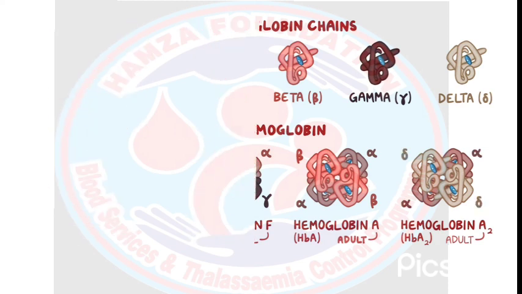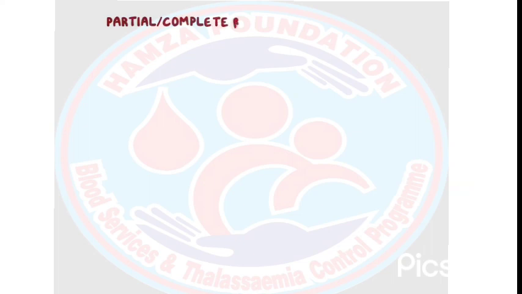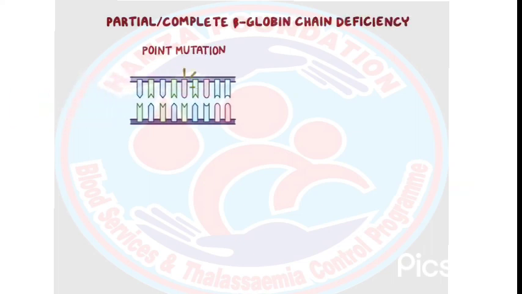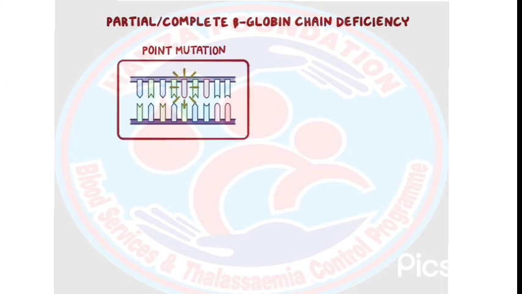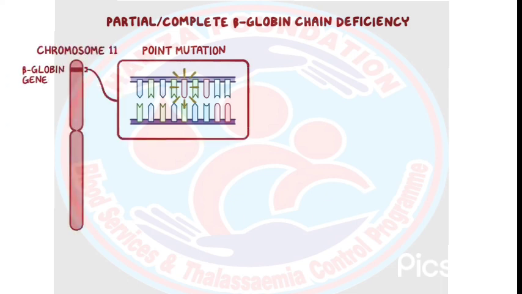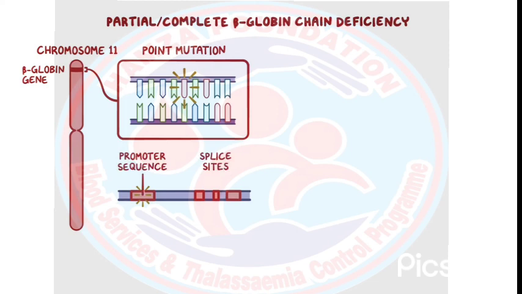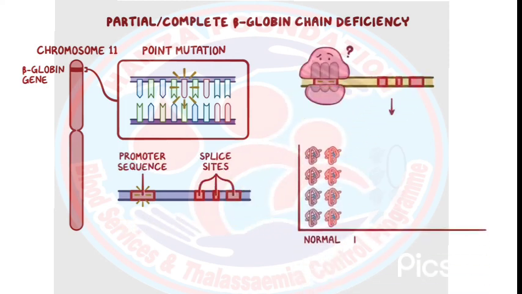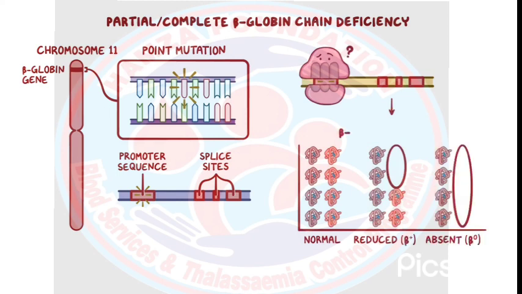With beta thalassemia, there's either a partial or complete beta globin chain deficiency due to a point mutation, which is when a single nucleotide in DNA is replaced by another nucleotide in the beta globin gene present on chromosome 11. And most often, these mutations occur in 2 regions of the gene called the promoter sequences and splice sites, which affects the way the mRNA is read. The result is either reduced or completely absent beta globin chain synthesis.